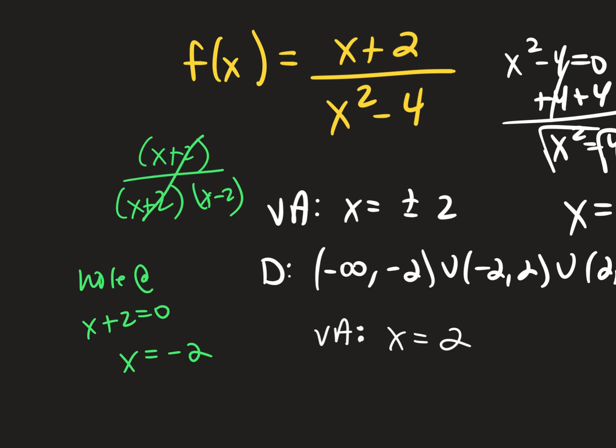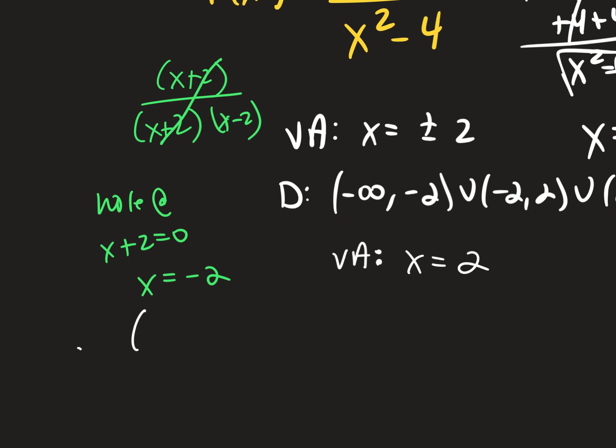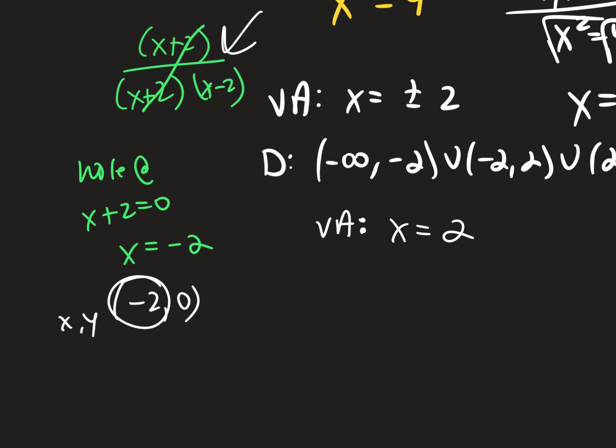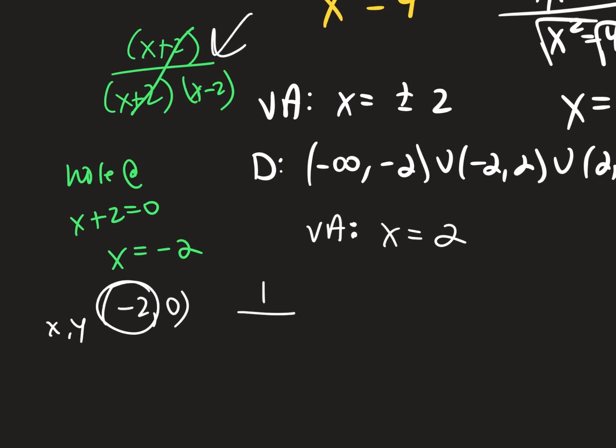Now, that's how I want the question answered. I want to know where the hole is, your x value. WebAssign is going to ask you for an x, y value. So you might tell me negative 2, 0. It actually doesn't occur at negative 2, 0. It occurs where negative 2 is the x value. How do you figure out what the y value is? You would plug this into the factored form. I'm going to show you an example of this in a second. So this would be 1 over x minus 2.